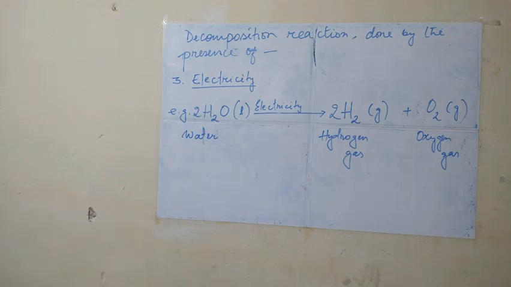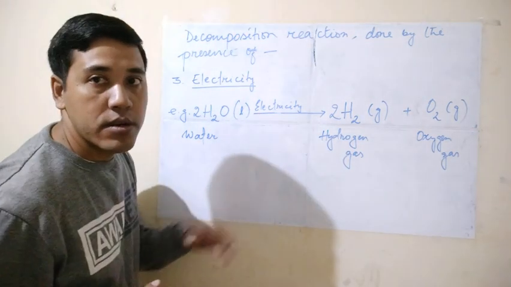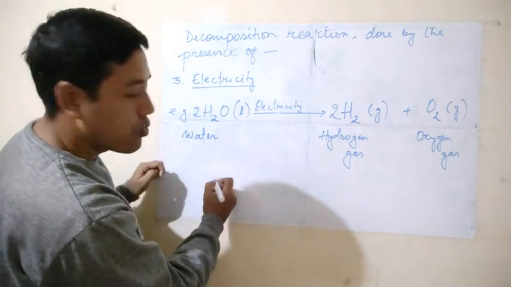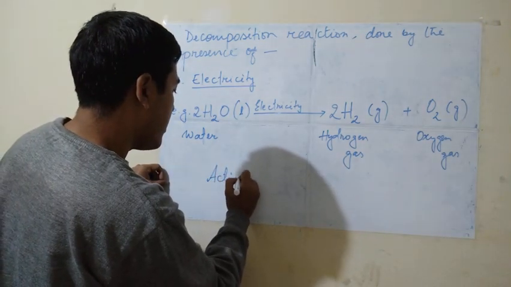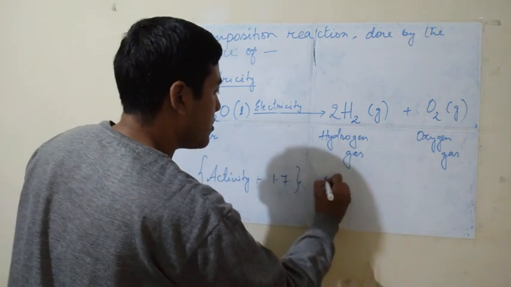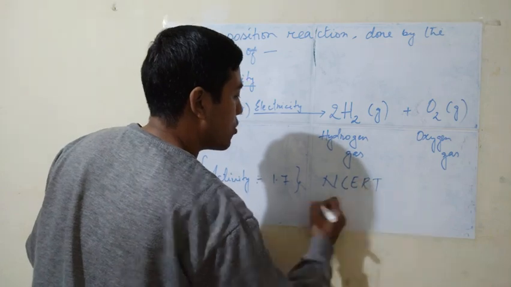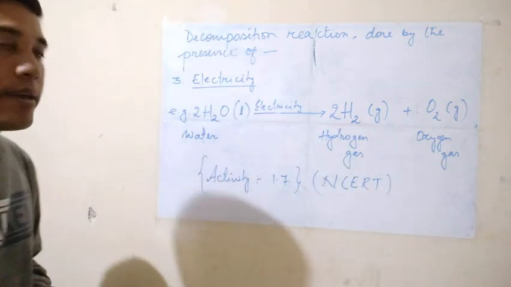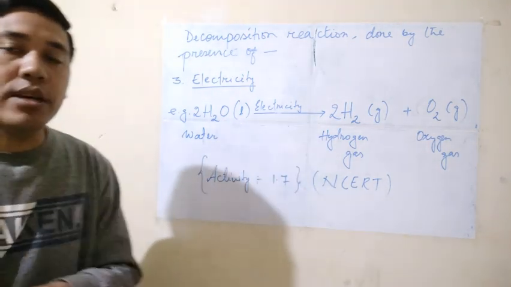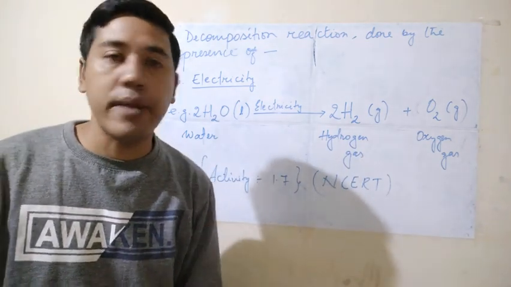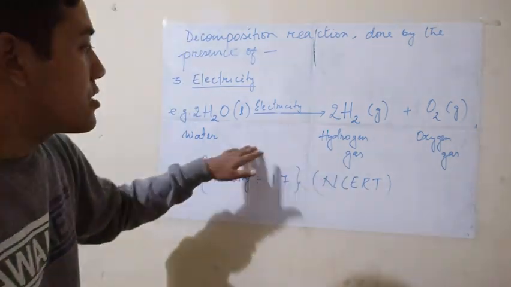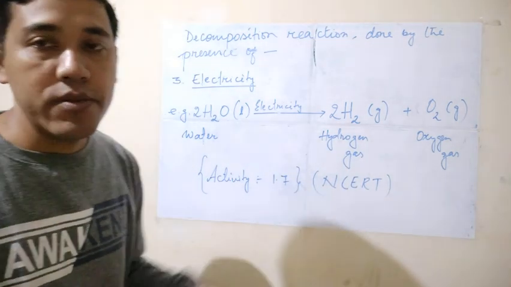And for the experiment of this equation, please consult your NCERT textbook, activity number 1.7. In that experiment, we already saw that after passing the electric current to the water, hydrogen and oxygen gas are produced. Hydrogen is produced double that of the oxygen gas. Right. Please consider that activity 1.7. Please copy down this.